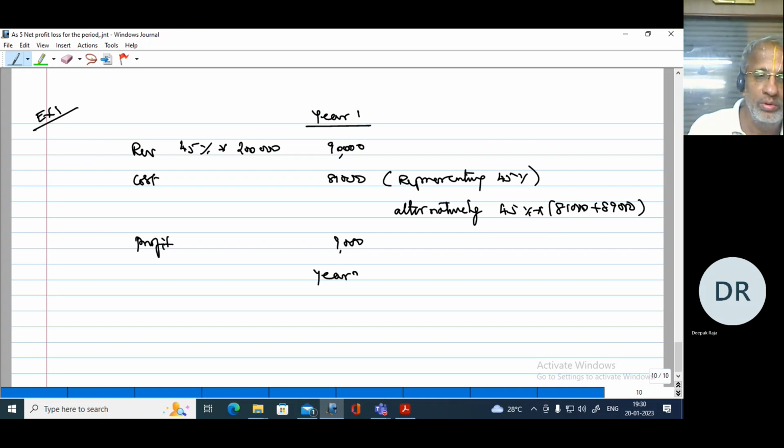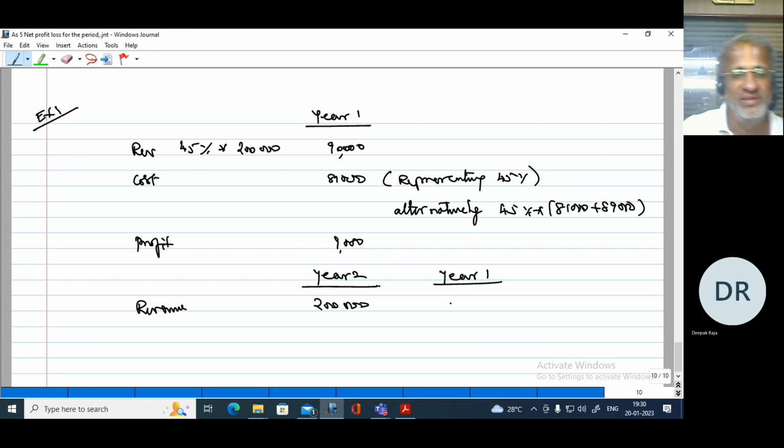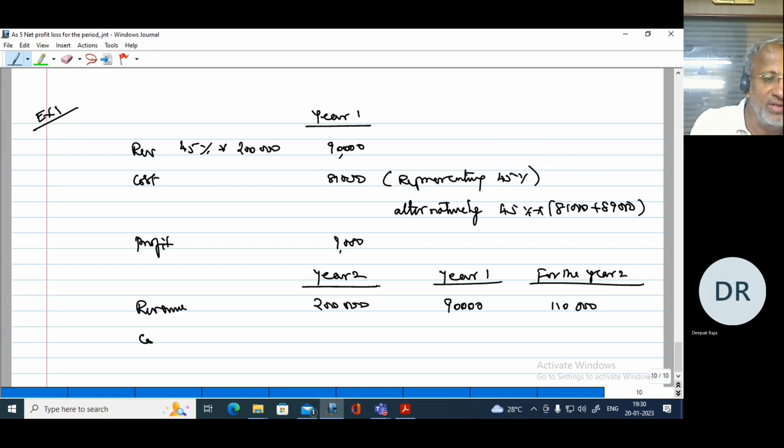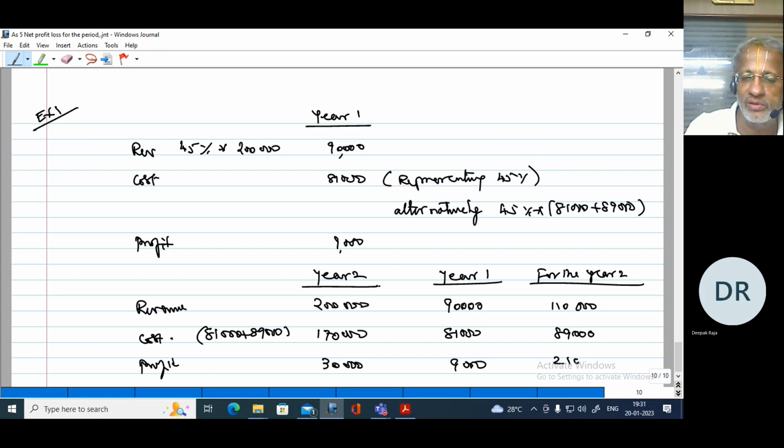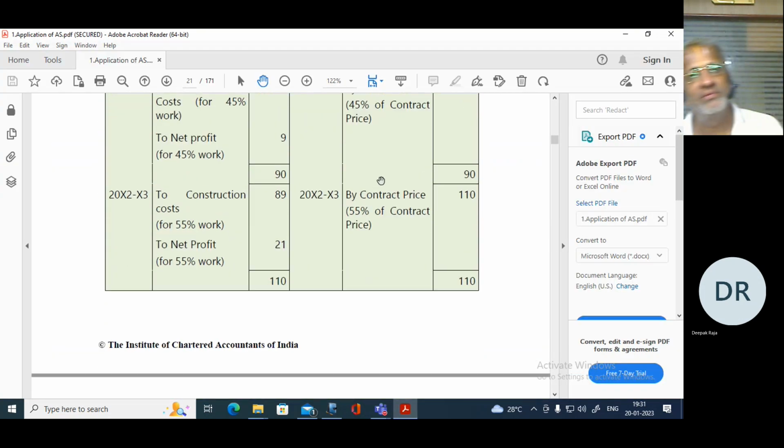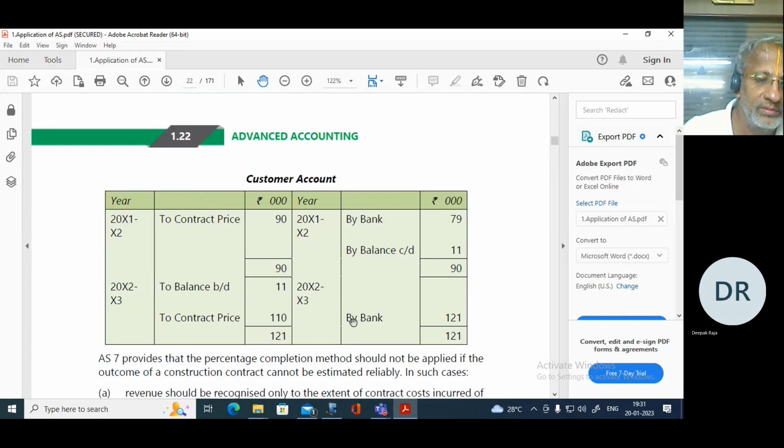The next period, year number 2. Here you have got to take up revenue 100% over 2 lakhs, less 90,000. So for year 2, it is going to be 1 lakh and 10,000. Correct? Cost 1,70,000. How come? 81,000 plus 89,000. In the previous period, 81,000 was incurred. So 89,000 incurred here. Profit is 30,000 in total, and here 9,000, so therefore it is 21,000. That is what they would have done. Correct? Are you understanding?